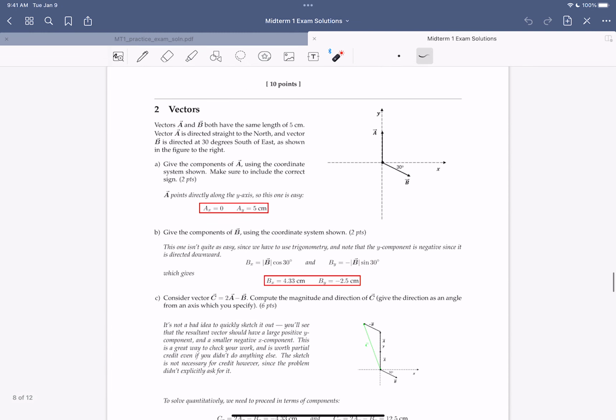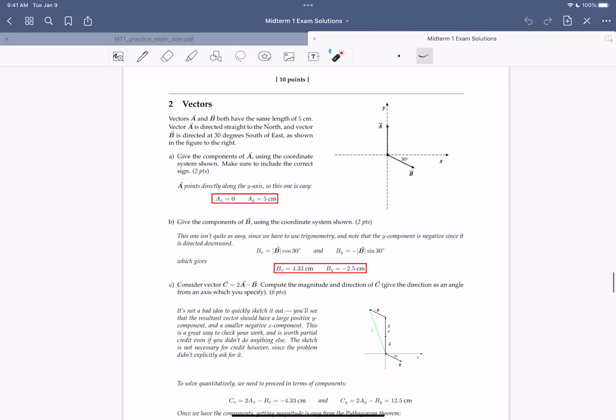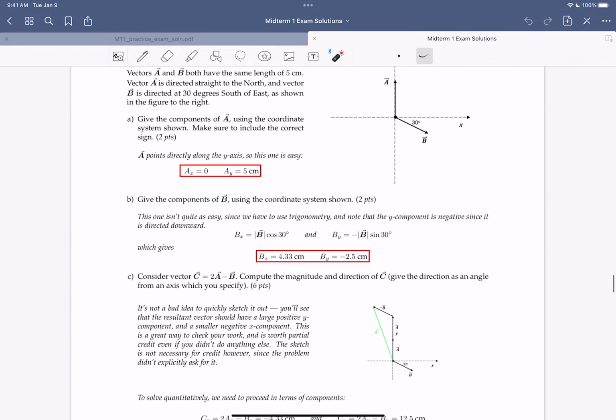So 2C, vectors. So it says what? Consider vector C is equal to 2A minus B. Compute the magnitude and direction of C. Give the direction as an angle from an axis which you specify. Okay.